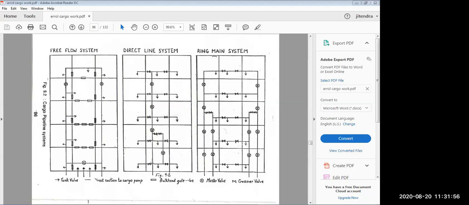But again, like your ring road, there are so many roads, so it will be expensive. Then a lot of maintenance. But the advantage is that everywhere you have double valve segregation, so the cargo will not be contaminated.